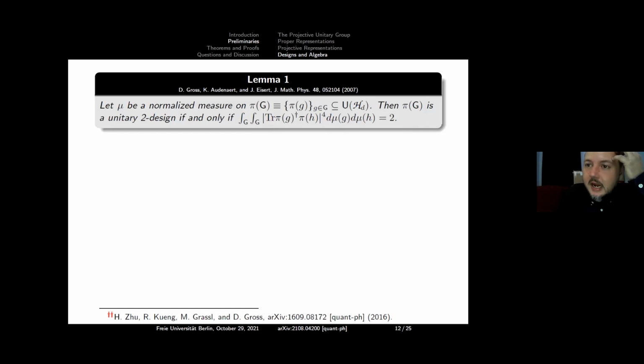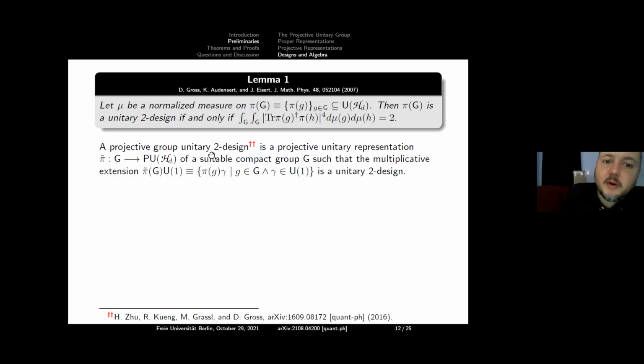Before I do that, I'd just like to spell out explicitly what I mean by a projective group unitary 2 design. So we had the definition of a unitary 2 design that produces the second Haar moment. Then a group unitary 2 design was one of those that's a group. Okay, so a projective group unitary 2 design is a projective unitary representation of a suitable compact group such that its multiplicative extension is a design. Right. So because it's a projective rep, one has to get unitary operators somehow.